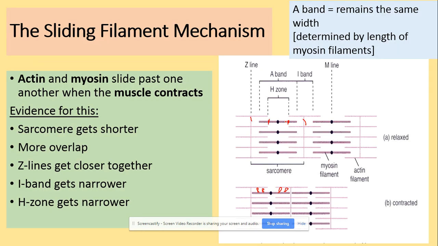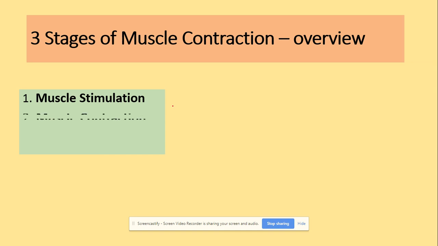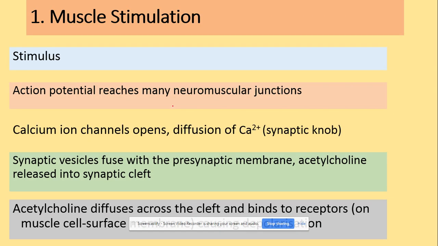And what is the part of this sarcomere that doesn't change at all? It's the A band. What was the A band? The A band was the length of the myosin filament, so that remains the same. In terms of the muscle contraction, we've got three stages here. We've got the muscle stimulation, where we will be looking at the depolarization, we've got the muscle contraction, and we've got the muscle relaxation.